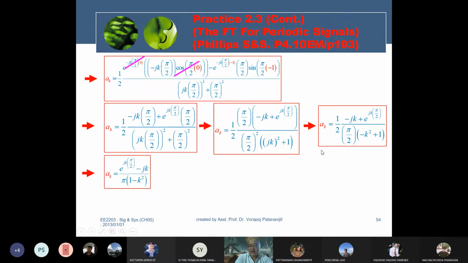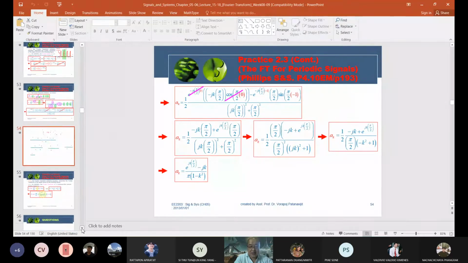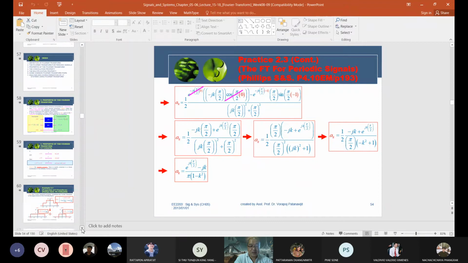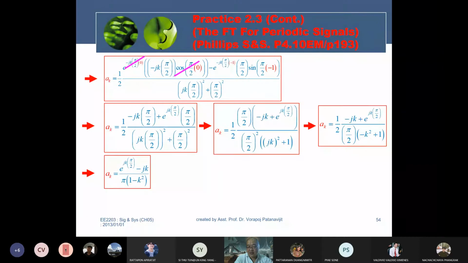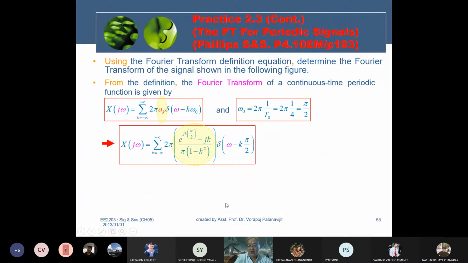Okay, from this, I think you will maybe have some idea to determine them. In this case, it finished only for the Fourier series. But the question doesn't ask you for the Fourier series. It asks you for the Fourier transform. Using the Fourier transform definition equation, determine the Fourier transform of the signal shown in the following.